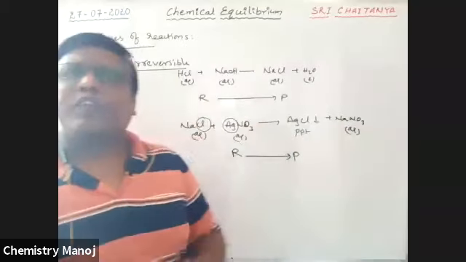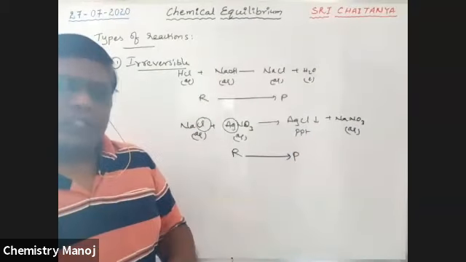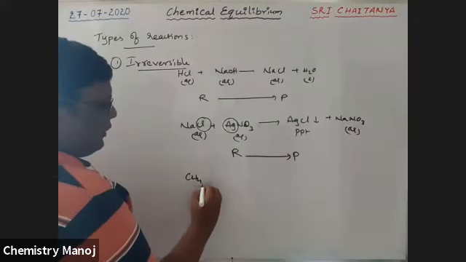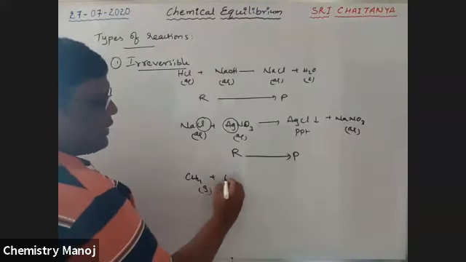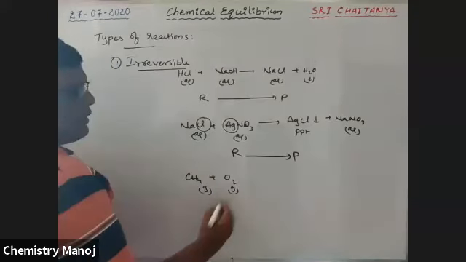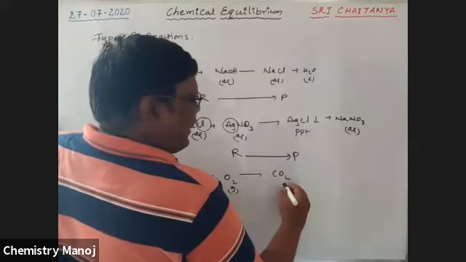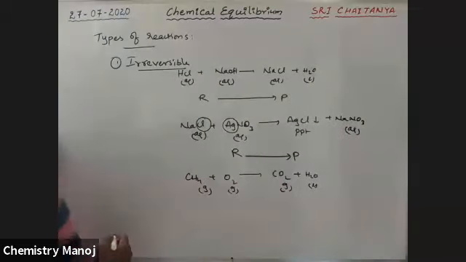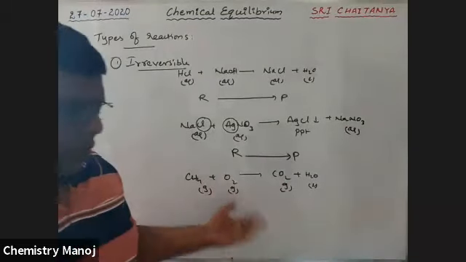These are the examples for this type of reaction. That is our combustion reaction. Methane, which is a gas, reacts with oxygen, which is a gas. This combination gives carbon dioxide gas and water, which is a liquid. It is a combustion reaction, my dear boys.